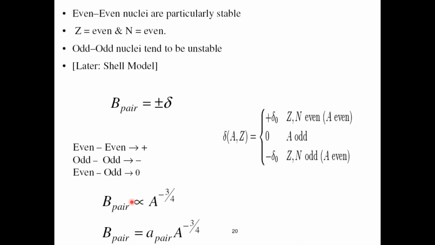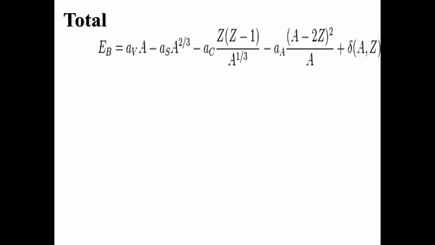So the pairing term will be proportional to A raised to the power minus 3/4. That is, the pairing term will be equal to a subscript P times A raised to the power minus 3/4. So this is the pairing term contribution to the binding energy.